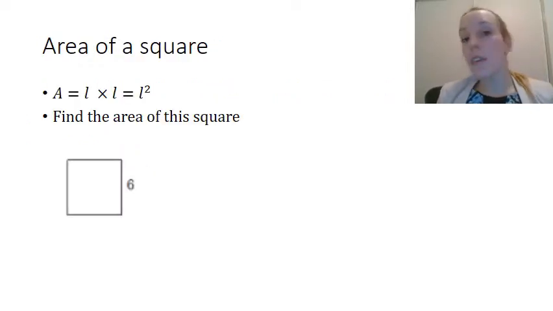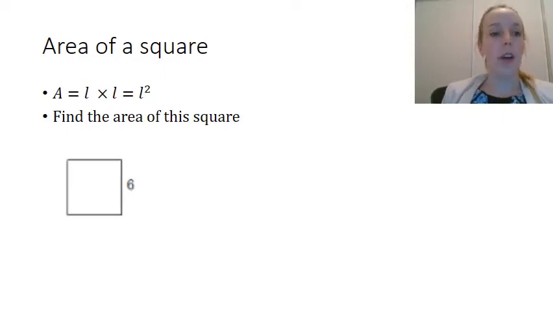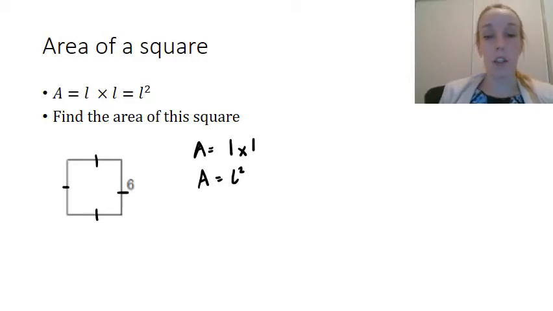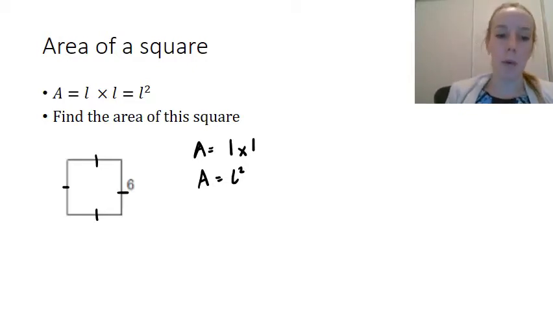Okay, so moving on to area now, the first thing we're going to look at is area of a square. So our formula for area of a square is area equals length times length, which we can also write as area equals length squared. So in this instance here, we have a square, so really each of the sides should be marked showing they're the same length, and one side is given as 6.